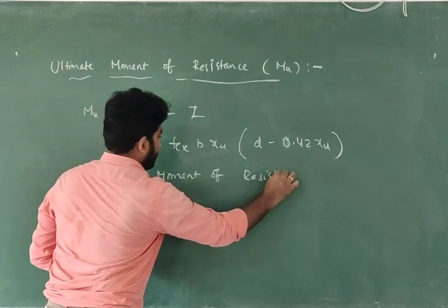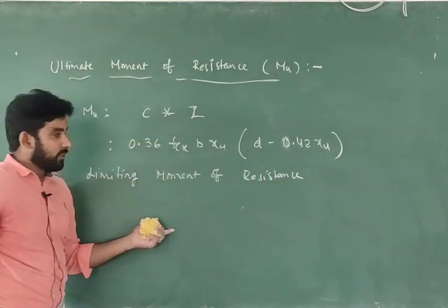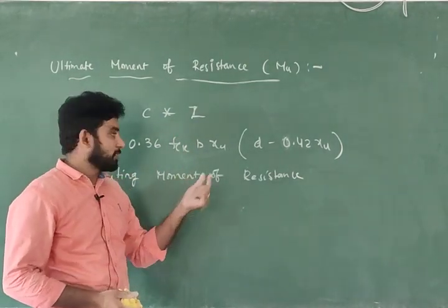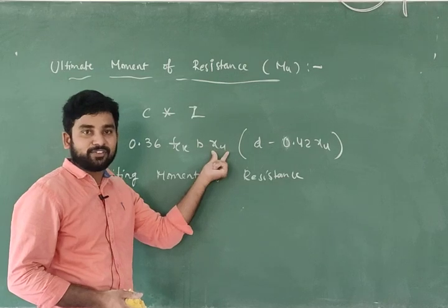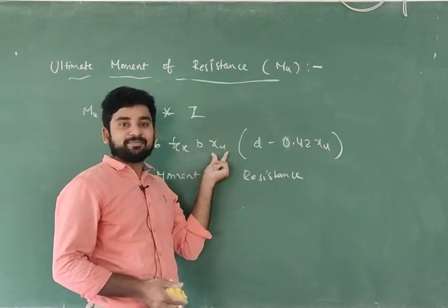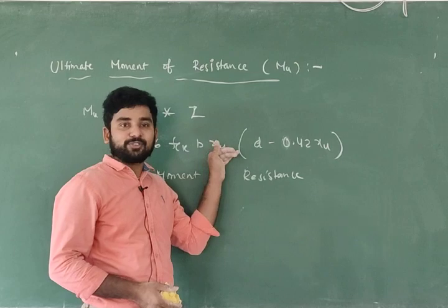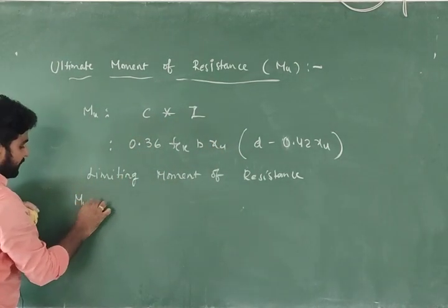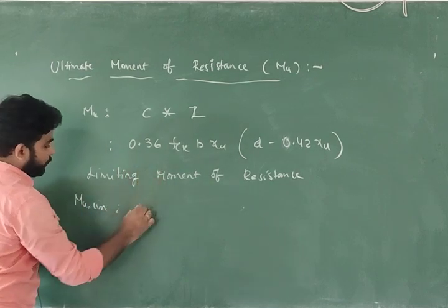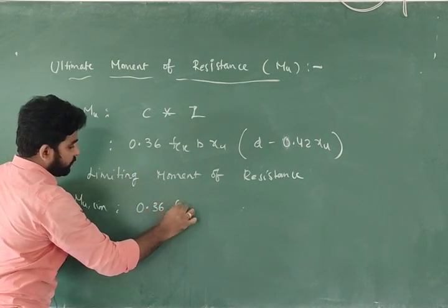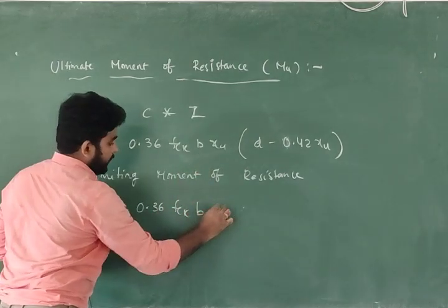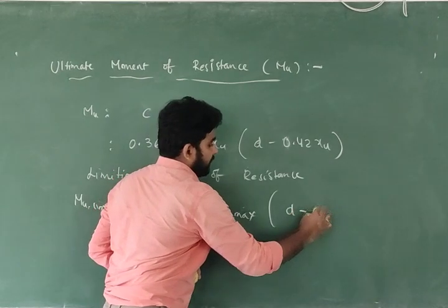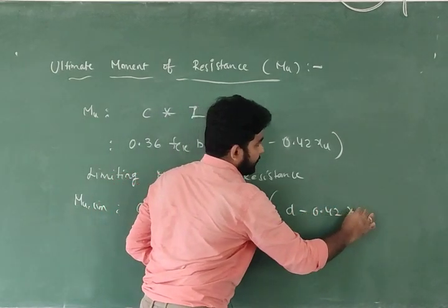What should I do? You want the limiting one, so what should you do? Apply common sense. In the place of Xu, what will you apply? Xu maximum. You want maximum, so you will use the maximum value only. So what should I do? Mu limit equals 0.36, other values don't change, b into, in the place of Xu maximum, into d minus 0.42 Xu maximum.